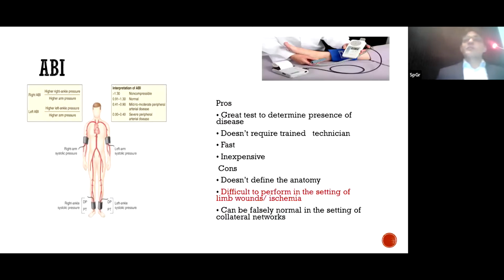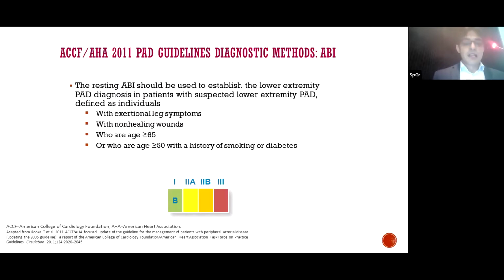Let's move on to the screening or testing for critical limb ischemia. ABI is a fairly commonly used test. It's a great test to determine the presence of disease, doesn't require a trained technician, and is inexpensive. However, it is difficult to perform in the setting of limb wounds or ischemia. And if someone is older or diabetic, you can get a lot of calcification, and you can get above normal ABIs.